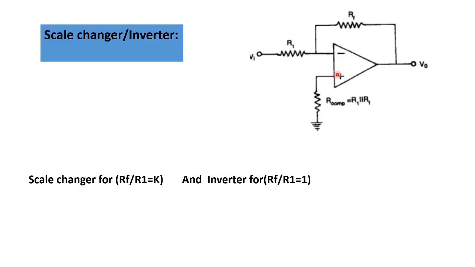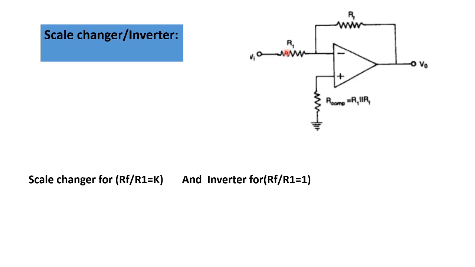And next, a small thing is a scale changer. From the circuit we can see this is an input scale. Here it is negative or positive. The input is given to the inverting terminal. So the output is equal to, already we know that this circuit is an inverting amplifier, V0 is equal to minus RF divided by R1 into Vi.